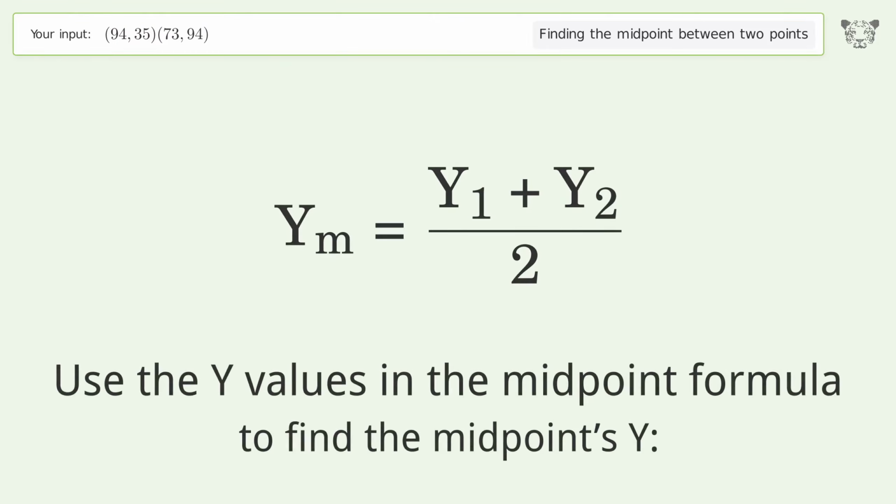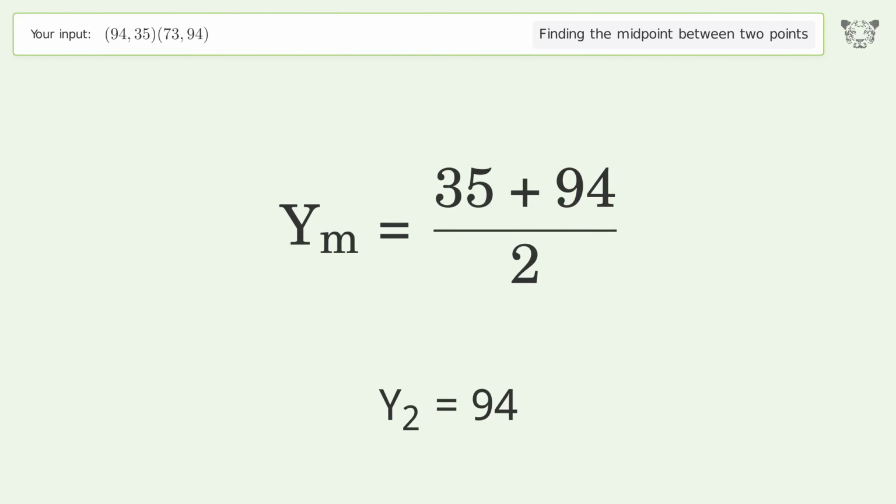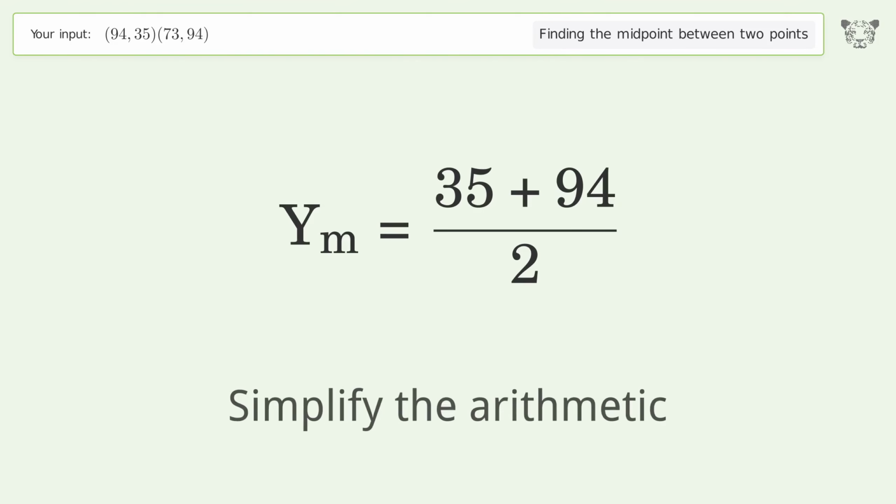Use the y values in the midpoint formula to find the midpoint's y. y1 equals 35. y2 equals 94. Simplify the arithmetic.